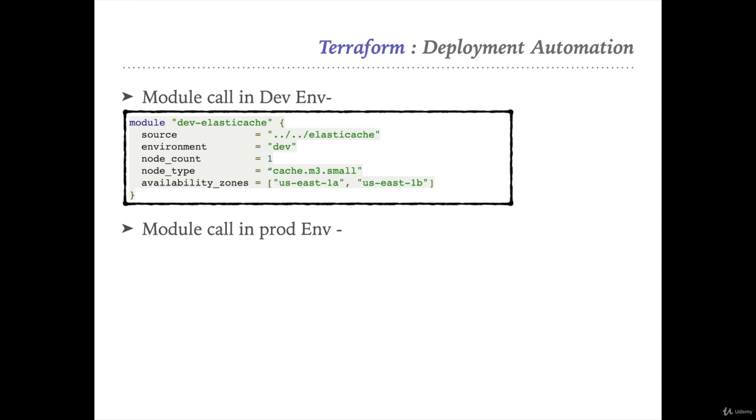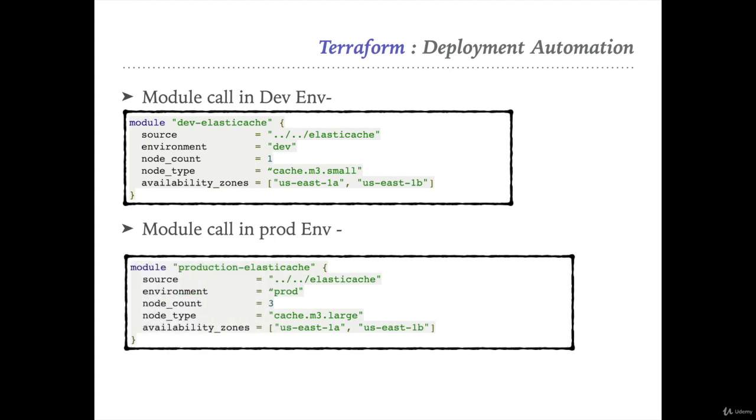For the production, you can call that module like this. The module name will be different. You can take a different name. The source will be the same, right? Because we are calling the same module, but the variables will be different. Here the environment is prod, node count as per my production service, node type as per my production service, and availability zone as per my production service.